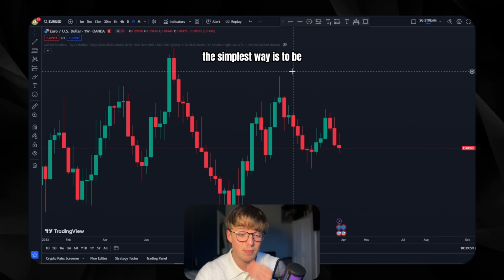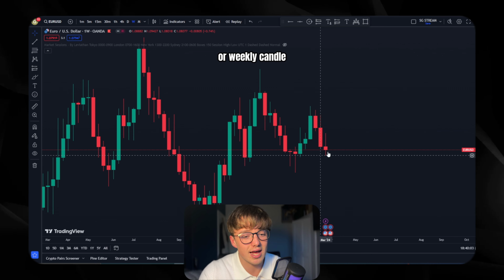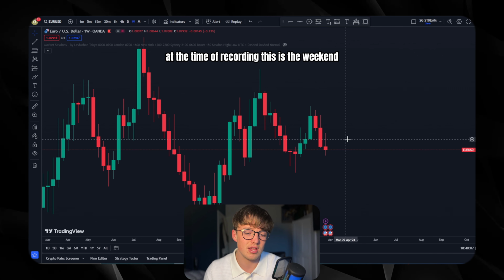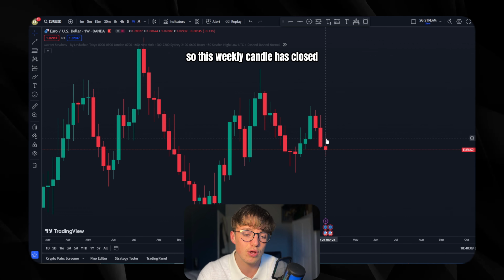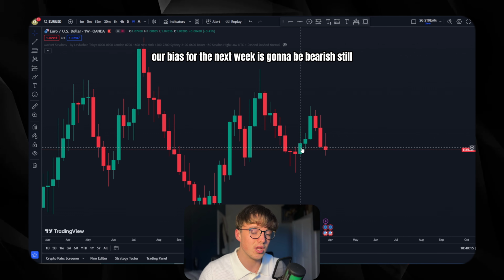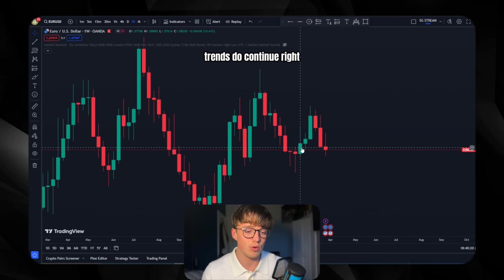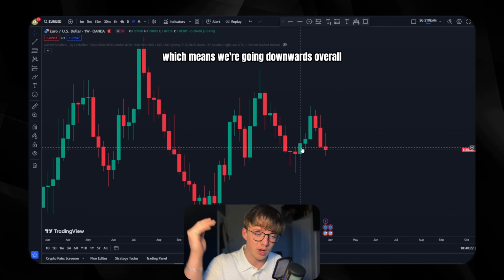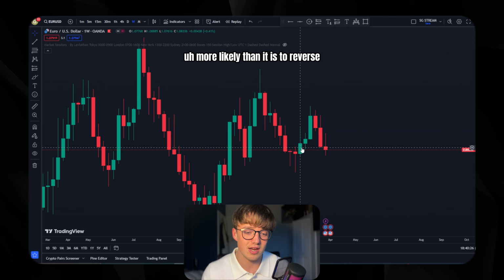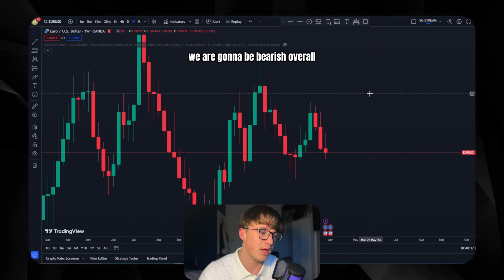Well, essentially the simplest way is to be looking at the previous daily or weekly candles. Looking at the previous weekly candle, at the time of recording this, it is the weekend, so this weekly candle has closed. Therefore we have closed bearish, and that means our bias for the next week is going to be bearish still, because probability wise trends do continue, right? If we're in a bearish trend, which means we're going downwards overall, that trend is likely to continue, more likely than it is to reverse. So because of that, on the weekly time frame, we are going to be bearish overall.